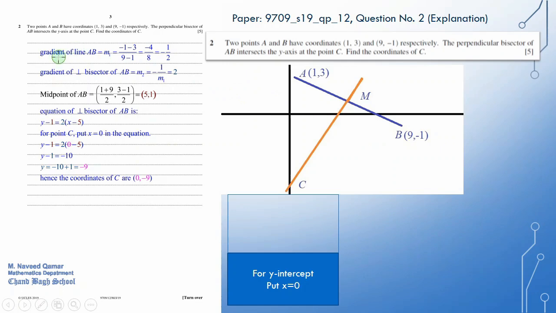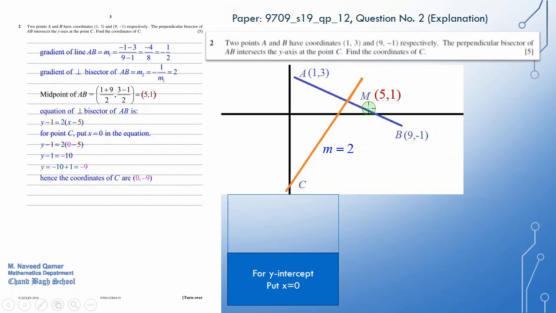The gradient of AB is minus 1 over 2. To find the gradient of CM, the perpendicular bisector, just take the negative reciprocal of this gradient. So we have m is equal to 2 as the gradient of line CM. For the point M, use the midpoint formula. So we have 5, 1 as the midpoint of AB.